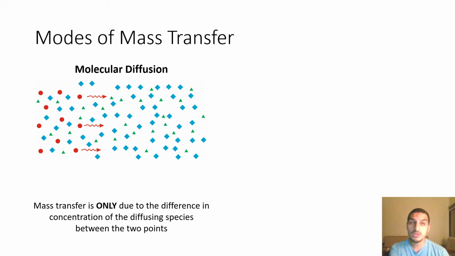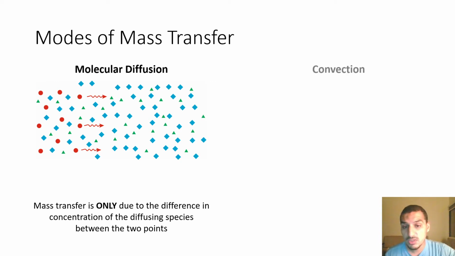What differentiates molecular diffusion from the other mode is that the diffusing molecules are diffusing within a stagnant medium. So the two other components are not moving from one point to another. Of course, they're not truly stagnant, but they are considered stagnant compared to the other mode that we will discuss later. So the only driving force here is the difference in concentration.